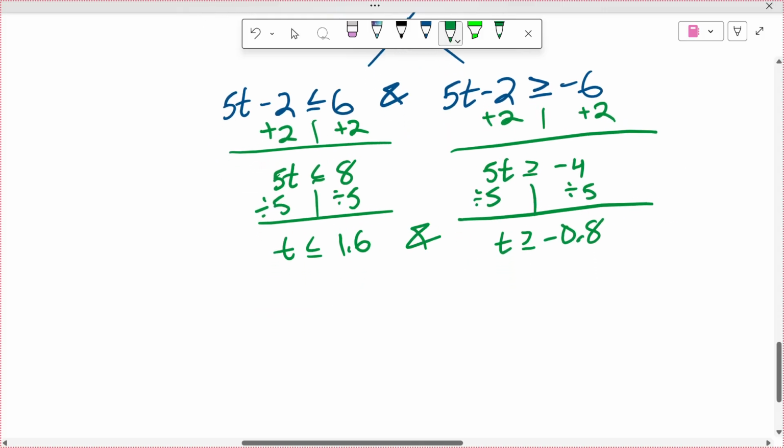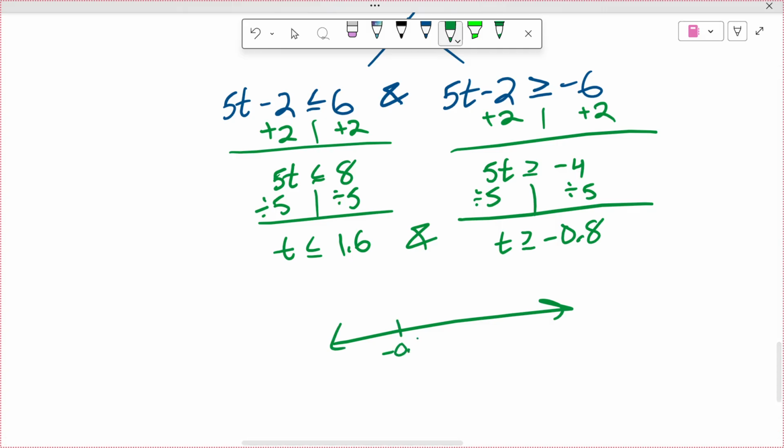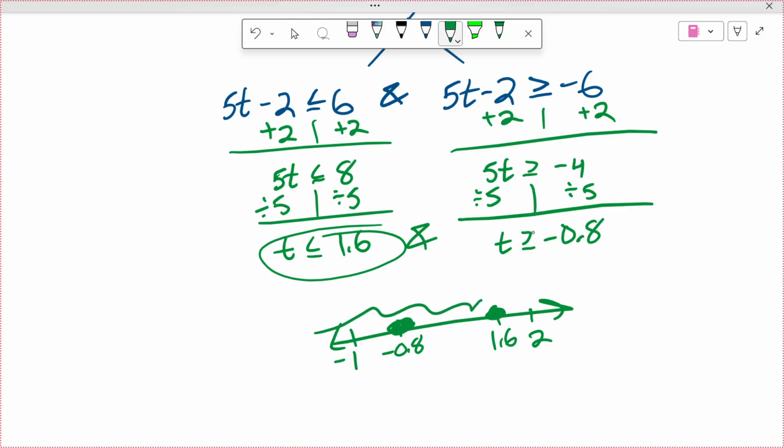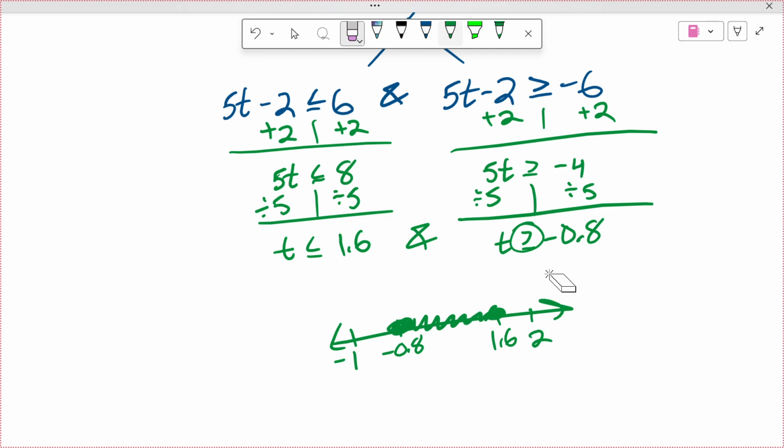Again, this is an AND problem. I'll put them both on my graph real quick. Reminder, with a decimal, we can just go to the next nearest whole number. So I'm going to put 1.6, put 2. These are both closed circles. This one here is less than or equal to, so it's shaded to the left. This one's greater than or equal to, so it's shaded to the right. Again, this is an AND problem, so I'm going to keep the middle and erase the extra.